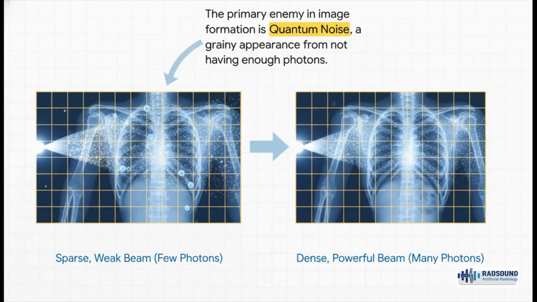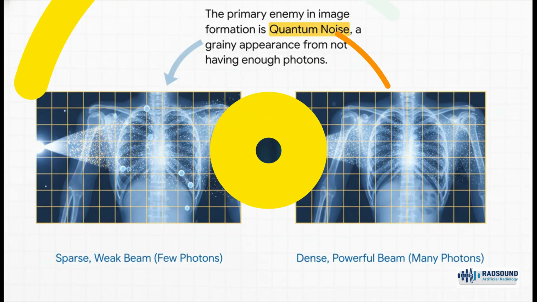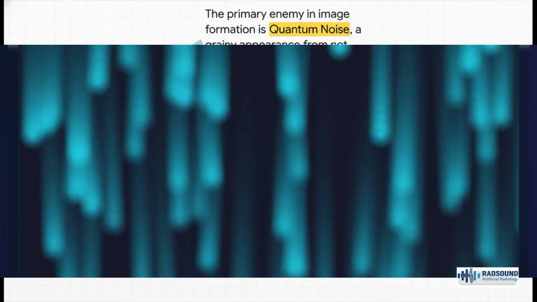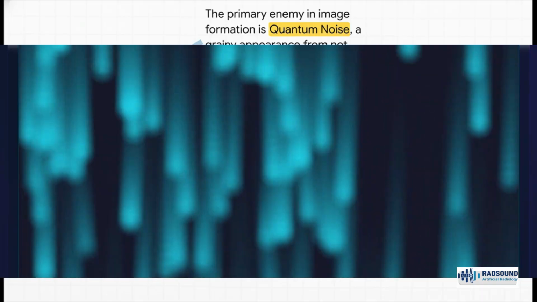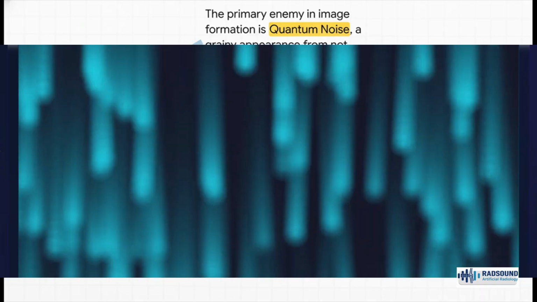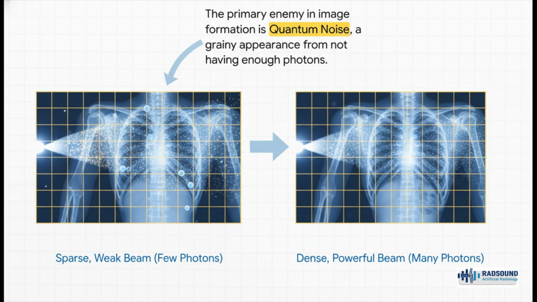But, of course, there's an enemy in this process. There's always a villain, right? In imaging, that enemy is noise, specifically something called quantum noise. It's that grainy, kind of blotchy look you can get on an image, and it comes from a simple statistical problem, just not having enough photons to paint a clear picture.